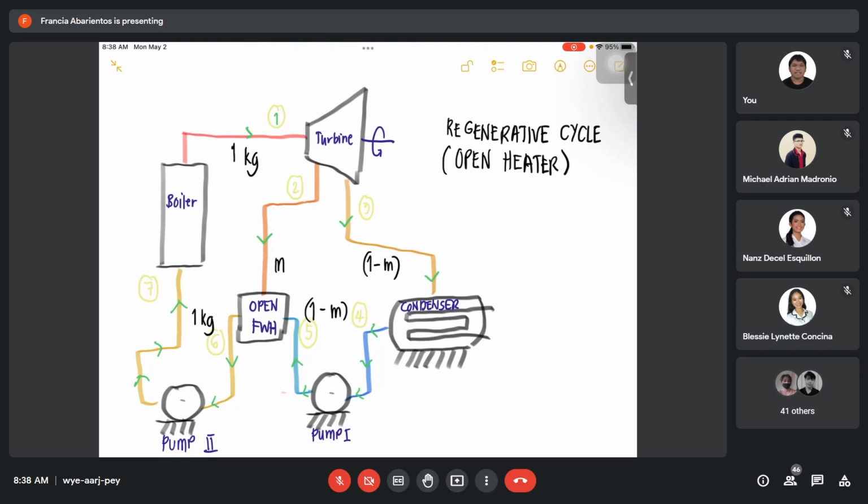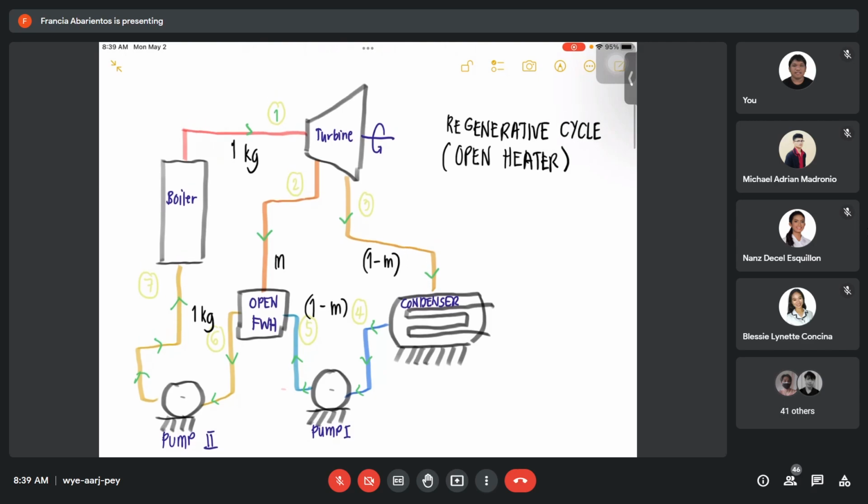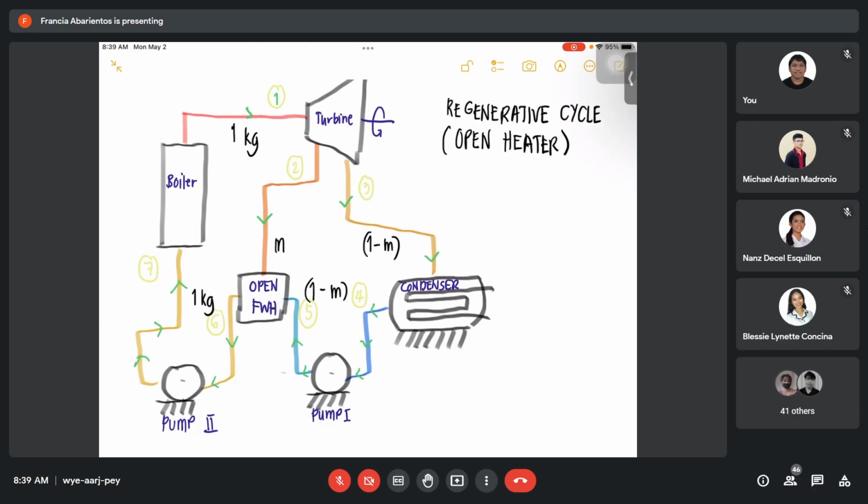Okay. So yung regeneration class, it doesn't only improve cycle efficiency, but it provides a convenient means of deaerating the feed water, or tinatawag natin removing the air that leaks in the condenser. Okay? Dito class sa condenser natin ha. Di ba sa simple Rankine cycle natin, we have the boiler, turbine, condenser, and the pump. Dito, dagdag na tayo ng dalawang pump.